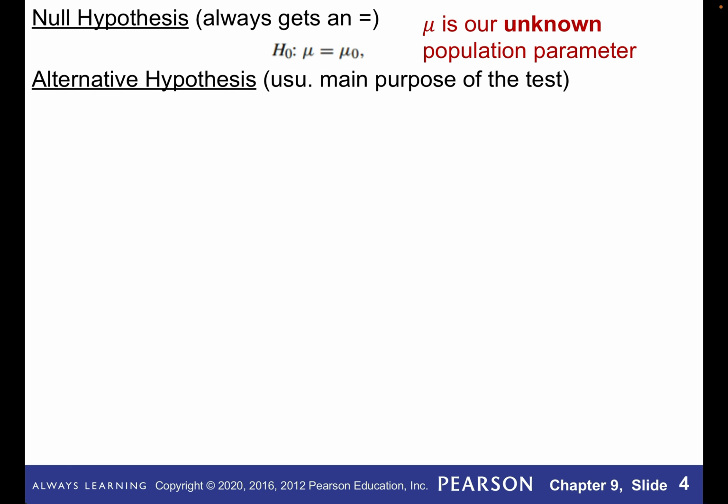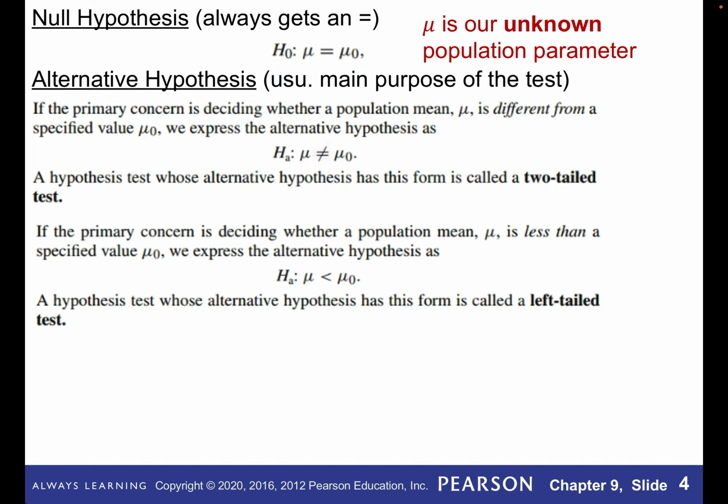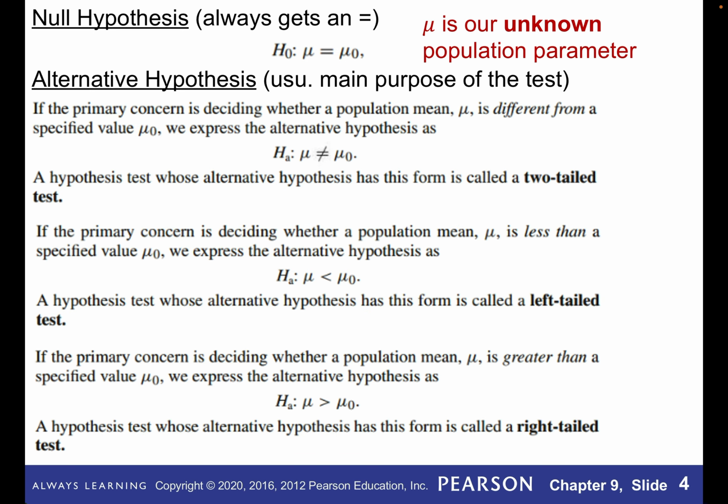And then the alternative typically takes one of three forms. It's either that the true population mean mu is different from mu naught, which is called a two-tailed test, or the true population mean mu is less than mu naught, which is called a left-tailed test. And then the third option is that the true population mean is bigger than mu naught, which is called a right-tailed test.